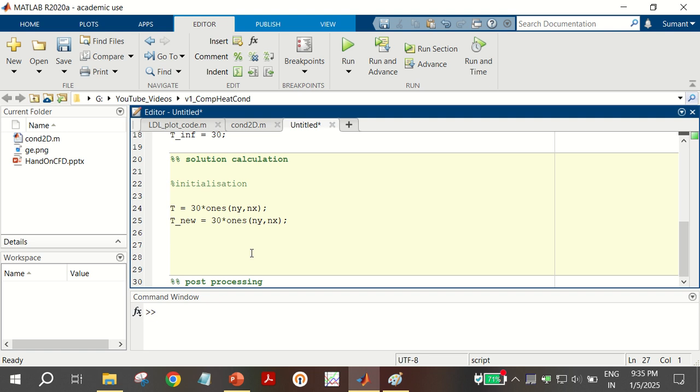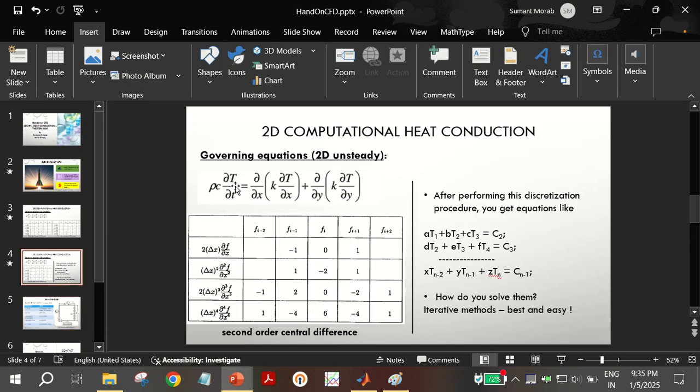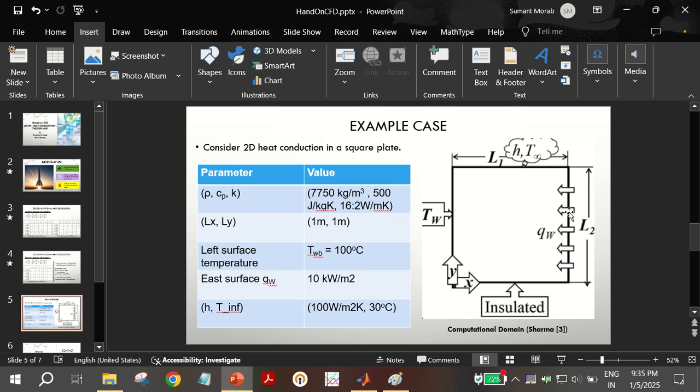Okay, so let us now do the time marching. So what we will do is we will solve this equation until the left hand side becomes 0, that is rho c into dou t by dou t becomes 0. So what that means is that we are solving an unsteady equation, but we are seeing if the solution reaches a steady state. So this problem will reach a steady state, we know that. Okay, so we want to solve it till it reaches the steady state.